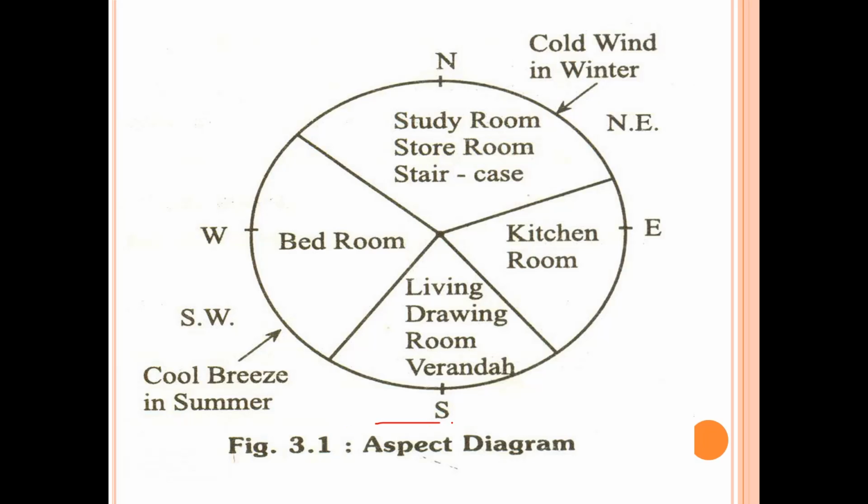In the whole year the sun travels from the southern side, because we are in the northern hemisphere. In the southern hemisphere it is from the northern side, because it is at the tropic region. So the countries of different regions have different aspects. So first we need to keep in mind all these things.